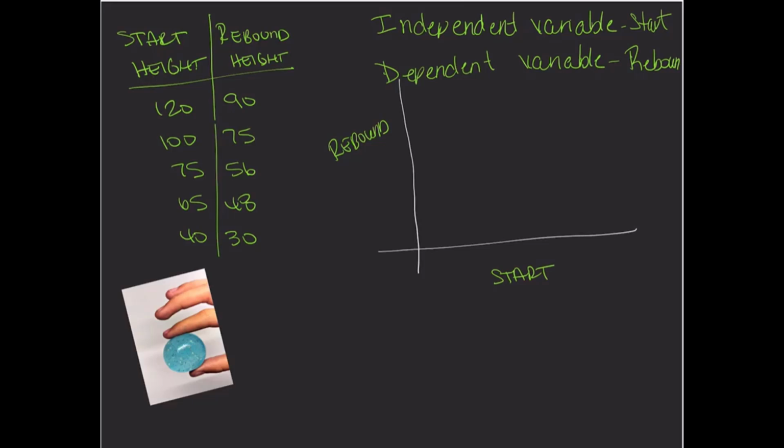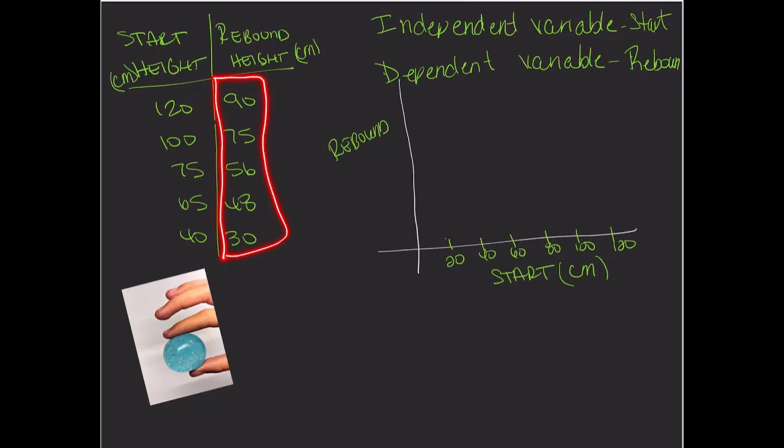When I go to make my graph for my starts, I'm going to look here, and I go from 40 to 120. So I think I could count by 20s. And I'm going to start at 0. So 0, 20, 40, 60, 80, 100, and 120. And let's say these are in centimeters. I'm going to put our little measurement on there. And then when I talk about my rebound, I'm going from like 30 to 90. So I'm just going to count by tens.